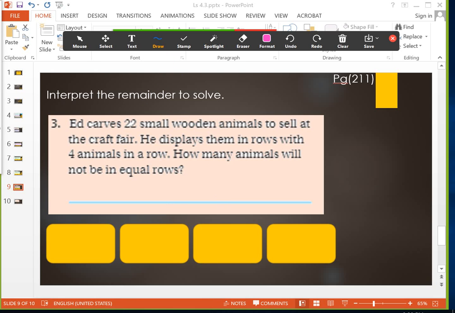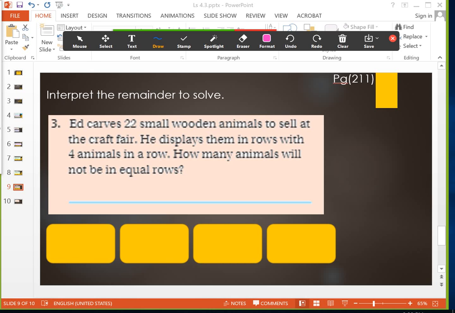So, girls, let's read the next one. Ed crafts 22 small wooden animals to sell at the craft fair. So, you know that the wooden animals, something like made with wood. That means it's not real animals.